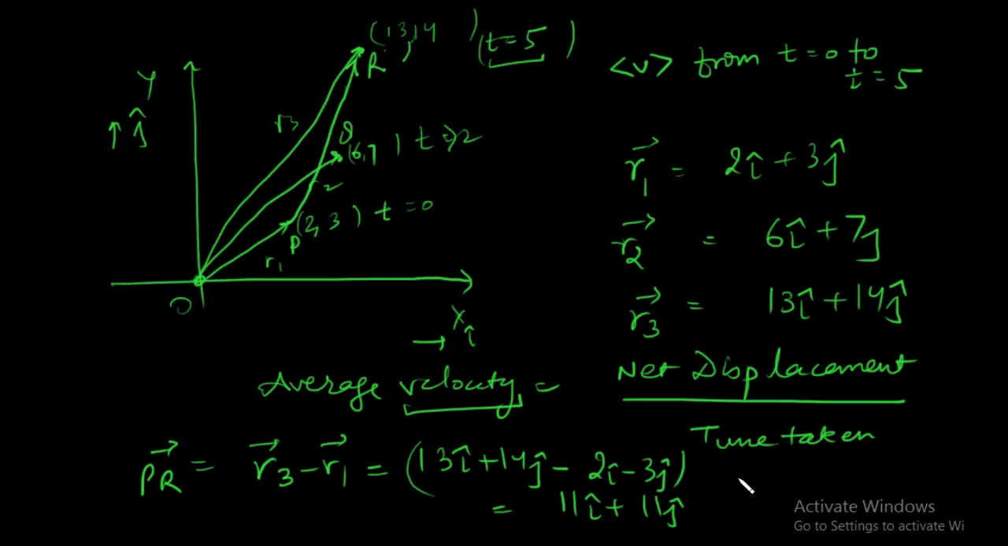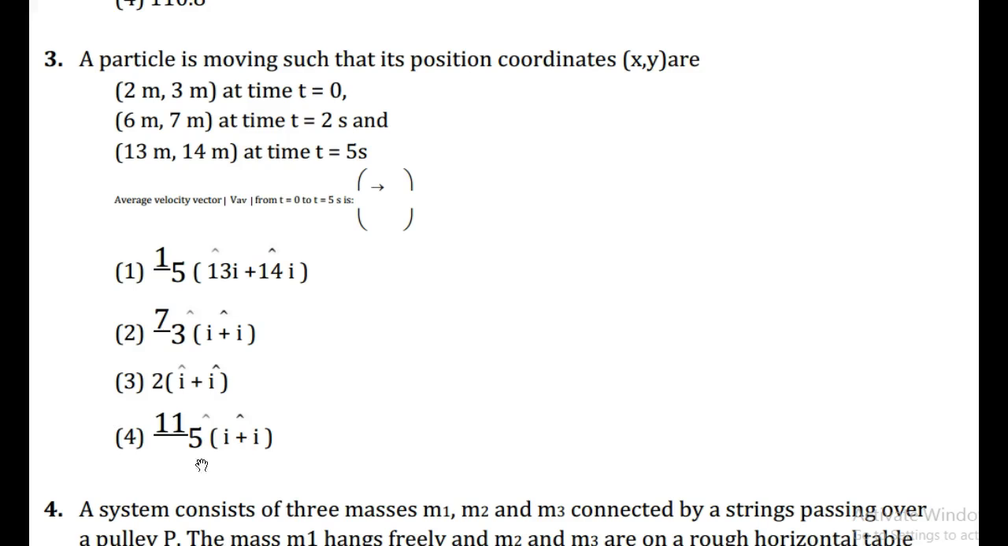The net time taken was 5 seconds. So average velocity would be simply dividing PR by the net time taken, which is 5. So this is the average velocity, 11i plus 11j divided by 5. So the fourth option is our answer, because this is 11 divided by 5 times i plus j. Alright, so this is the answer.